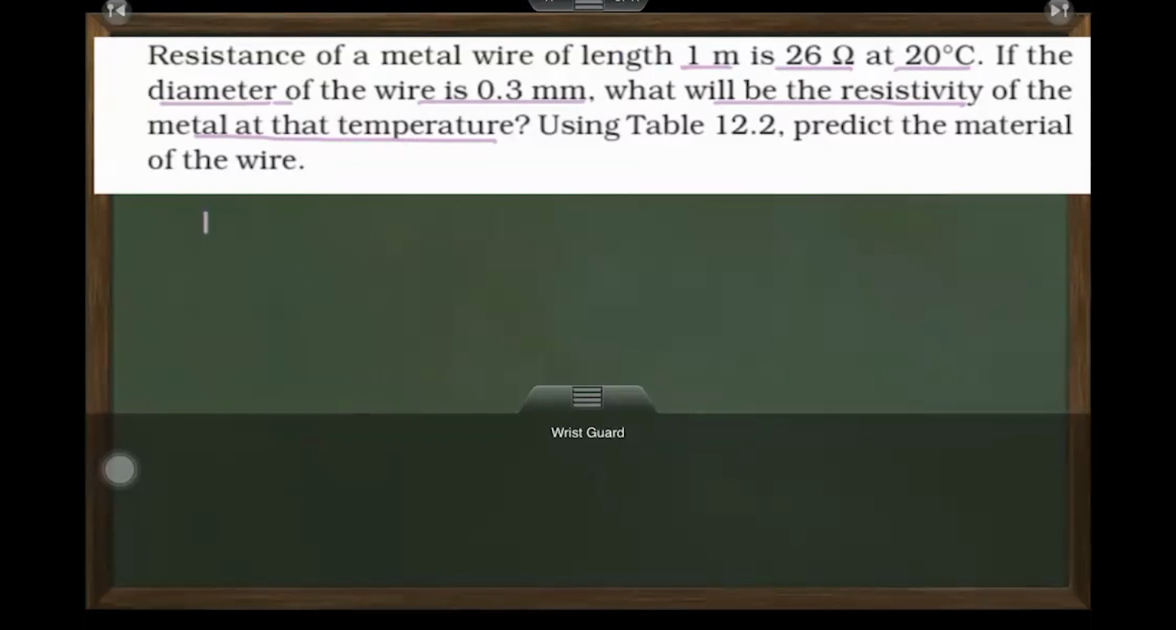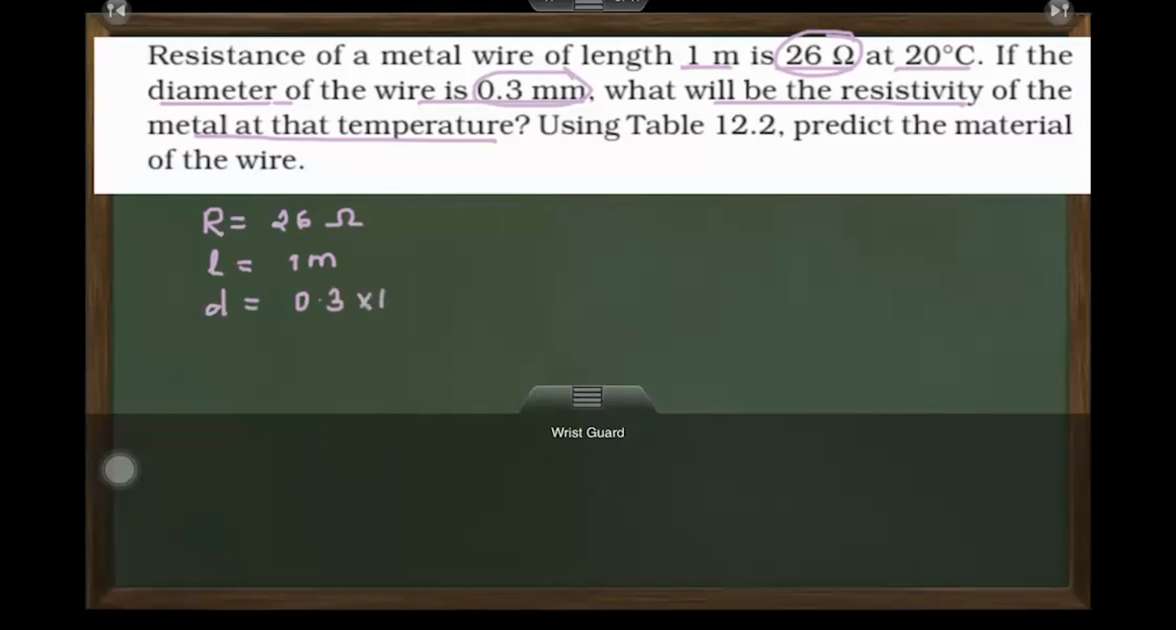So see here, what things are given. Resistance is 26 ohm. Clear? Now, its length is known to you, 1 meter. And the diameter of the wire is known to you, and it is given in millimeter. So the diameter is 0.3 mm, millimeter.